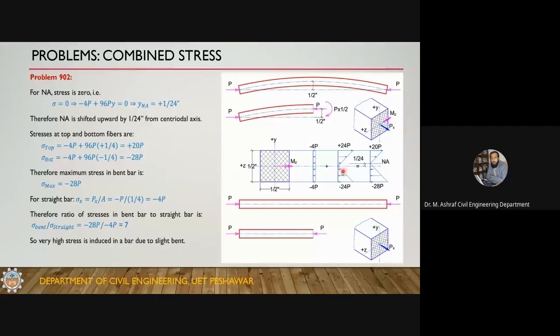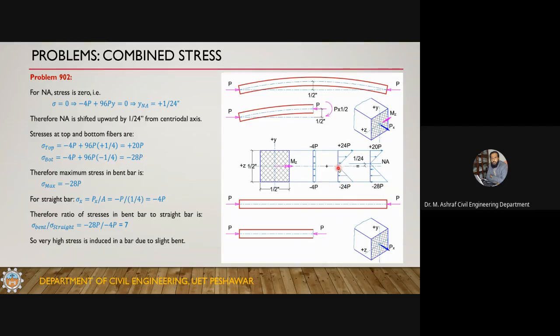Now if you combine this one as per the superposition principle, okay, this is the axial component, this is the bending component. If you combine both of them, it will result in a stress variation like this. If you add minus 4p plus 24, it will result in plus 20. If you combine minus 4p minus 24, it will result in minus 28, which is the same as in this case.